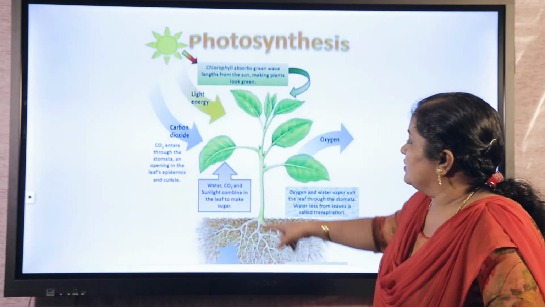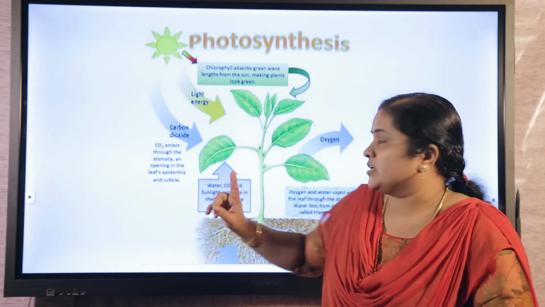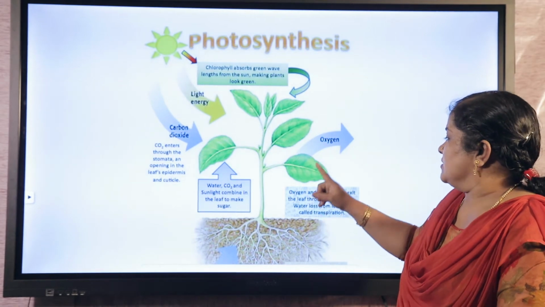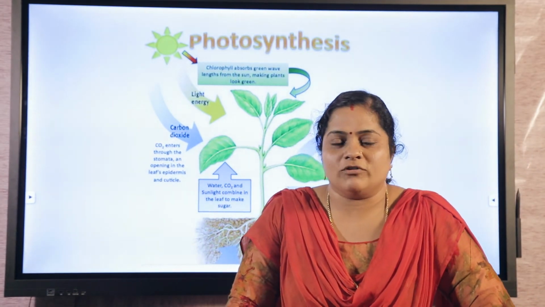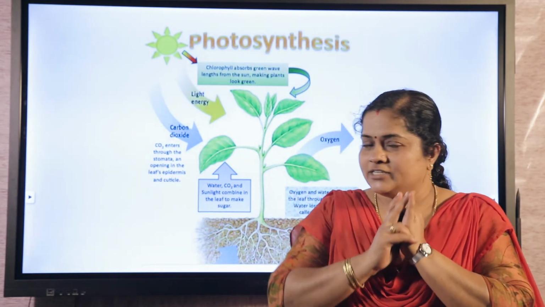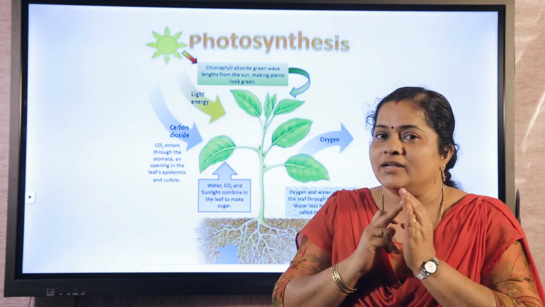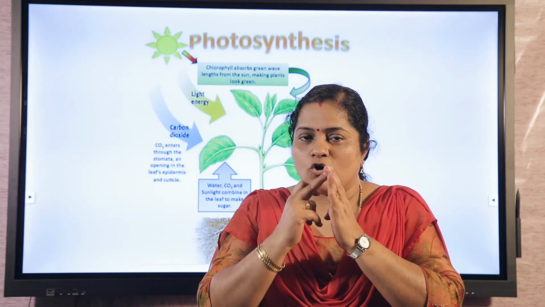Okay, so these are the ingredients needed. At the time of photosynthesis, which gas is released? That is oxygen. The different ingredients for the process of photosynthesis are sunlight. Without sunlight, no preparation. Sunlight, chlorophyll, water and carbon dioxide. These are the four things needed for the preparation of food.